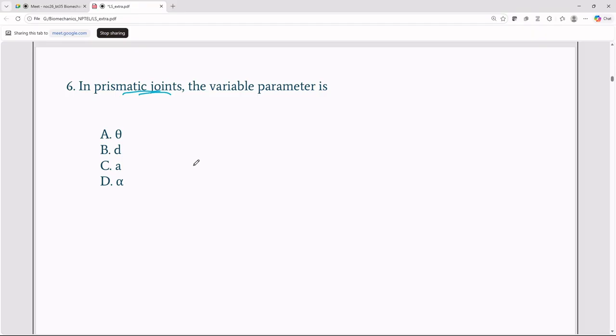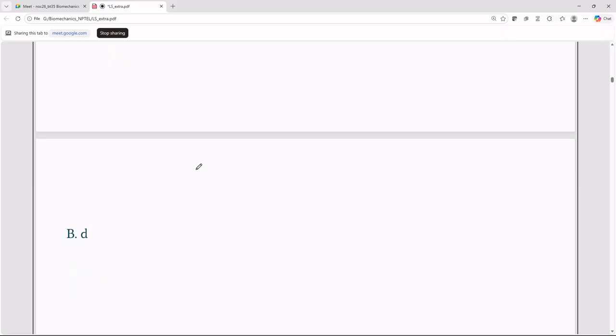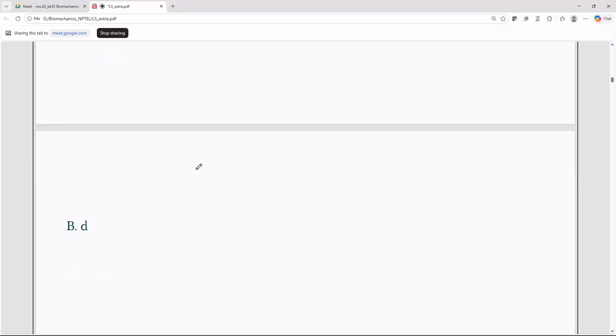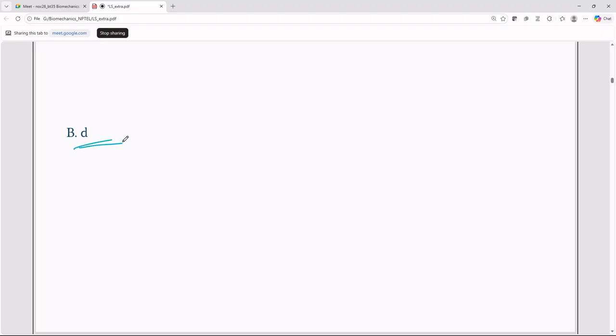So prismatic joints are the joints which can extend, where we can vary the lengths. So here in DH parameters, it is taken as d.